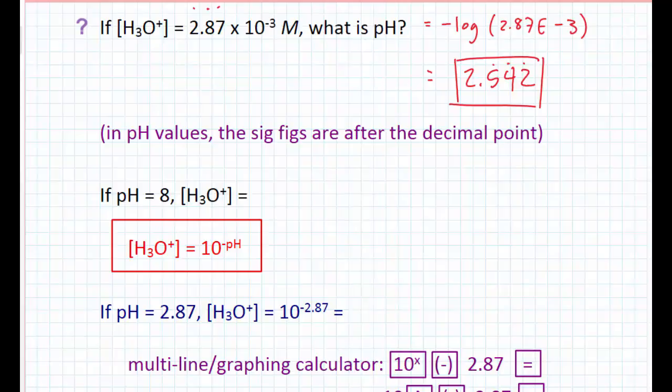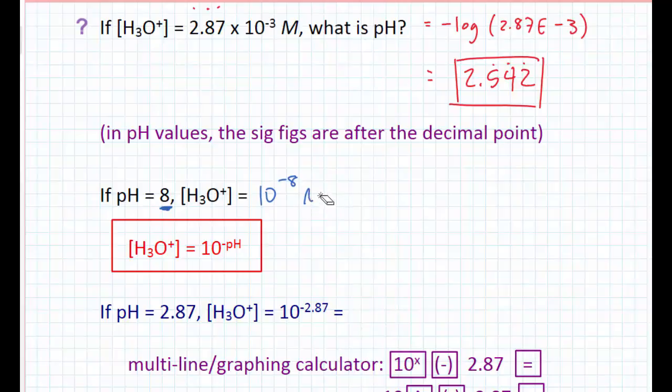But let's right now go in the reverse direction. Okay? What if we're going from pH to a hydronium ion concentration? If pH was 8, what would the hydronium ion concentration be? And you don't need your calculator, again, for exact pH values. Hydronium ion concentration is going to be 10 to the what for this one? Yep, you got it. 10 to the -8.